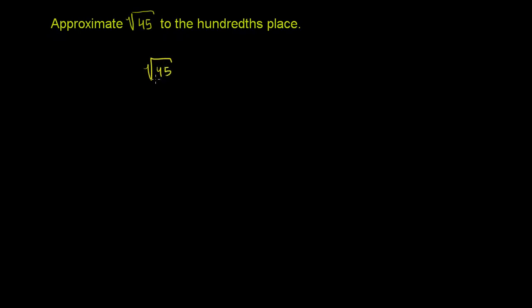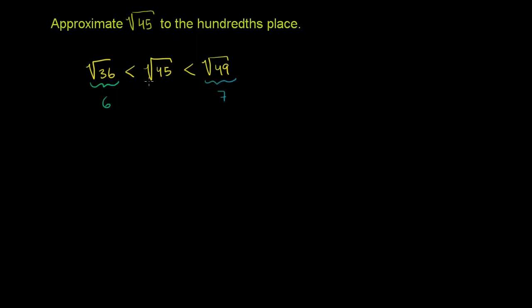45 is not a perfect square. It's definitely not a perfect square, but let's see, what are the perfect squares around it? We know that it is going to be less than the next perfect square above 45, which will be 49, because that is 7 times 7. So it's less than the square root of 49, and it's greater than the square root of 36. The principal root of 36 is 6, and the principal root of 49 is 7.